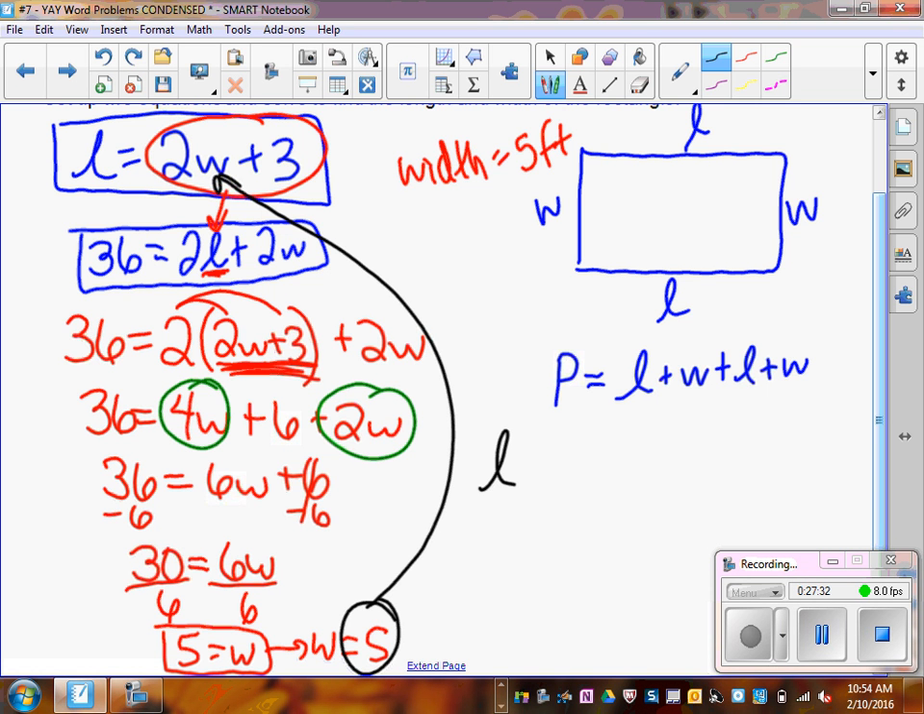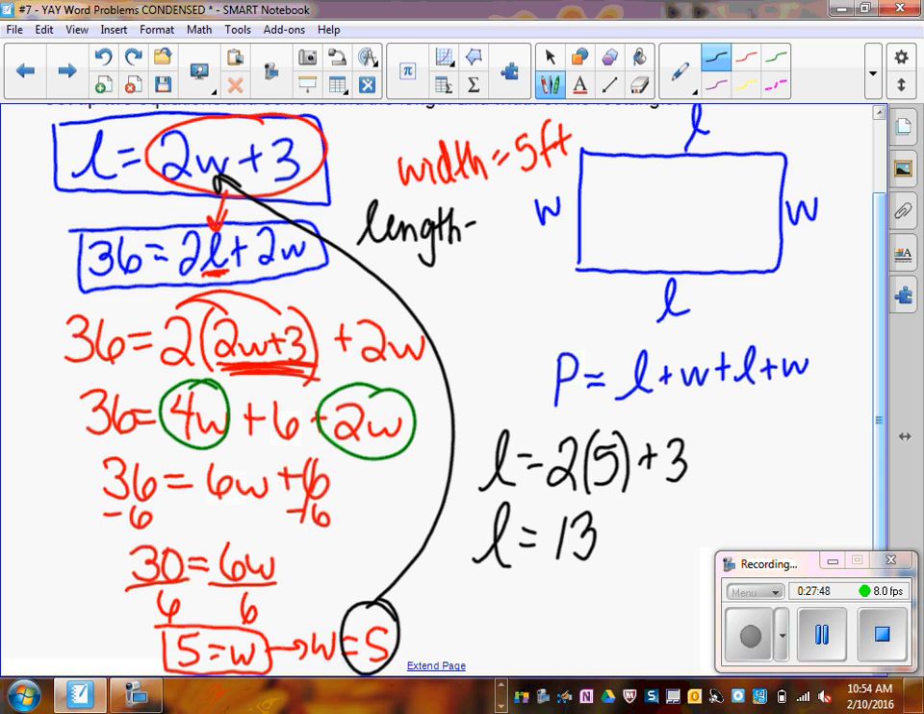Alright, so length equals 2 times W plus 3. And 2 times 5 is 10, plus 3 is 13. So my length is 13 what? And we must use our units. There are our answers.